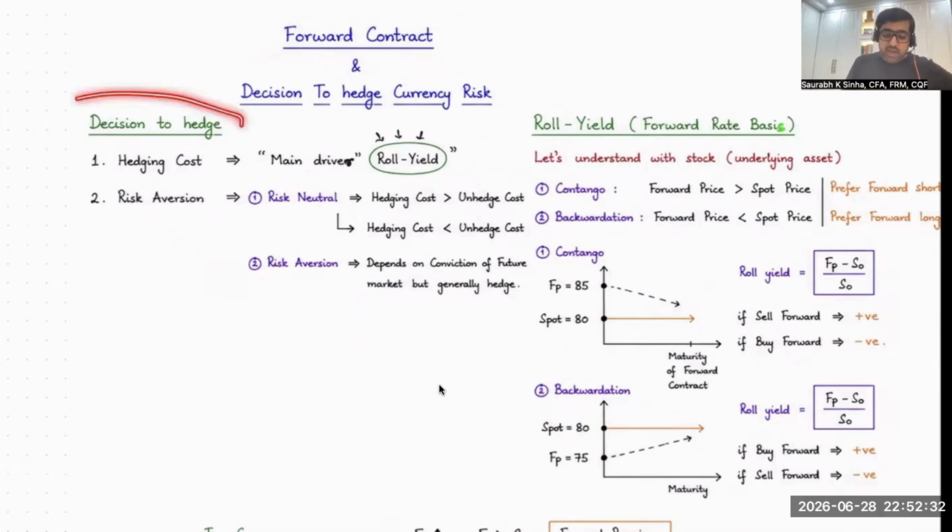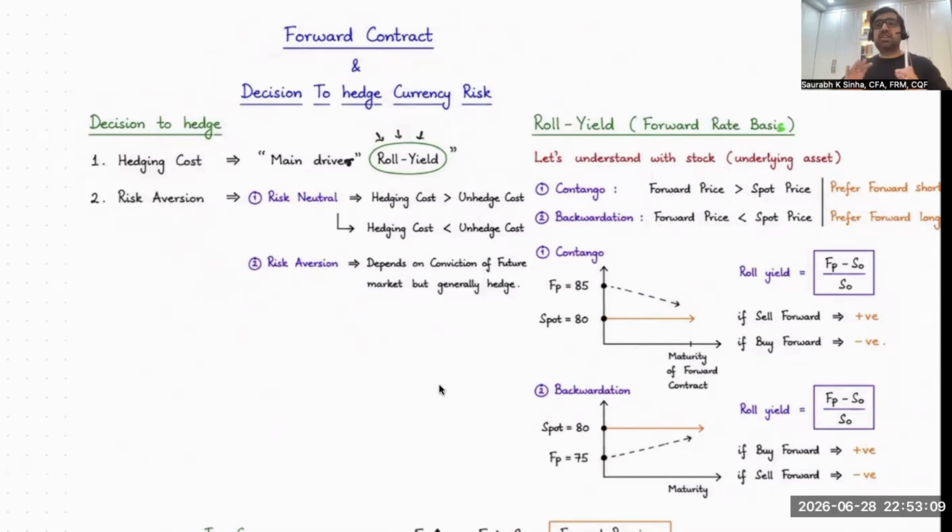So the decision to hedge through the forward contract depends upon two important pieces of information. The first, what is the hedging cost? Do we have a hedging cost or not? And the main driver of the hedging cost is the roll yield. We'll discuss the roll yield, but the first input, whether I need to hedge or not, is dependent upon the hedging cost. The second is the risk aversion of the investor or the risk aversion of the portfolio manager.